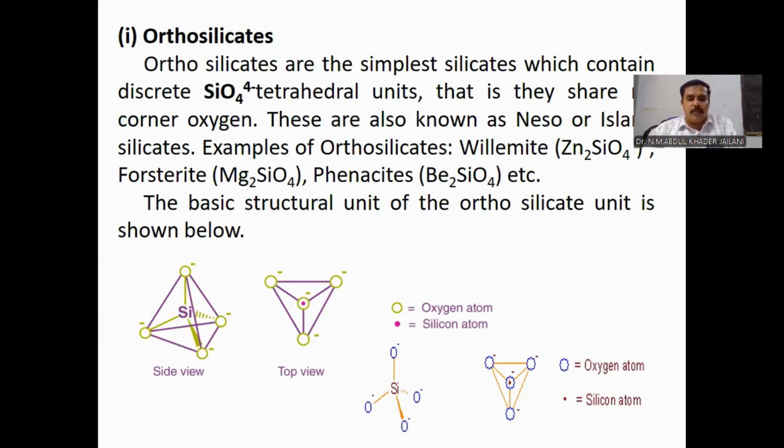The silicon is 4+ and there are 4 oxygen atoms, each oxygen atom having a charge of 2-. So Si 4+ and O4 8-. The final net charge is SiO4 4- tetrahedral units. The orthosilicates are generally called simple silicates. Some examples of orthosilicates are willemite, phenacite, etc.